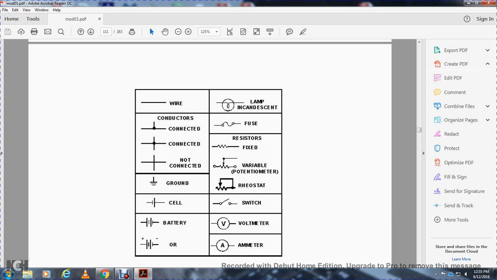The incandescent lamp is a circle with a squiggle in it. A fuse is two dots with a squiggle in it. A variable resistor is a zigzag with an arrow, a zigzag with a dot, with a triangle in it. The rheostat is a resistor with a line that goes from it and connects back to a point on the resistor.